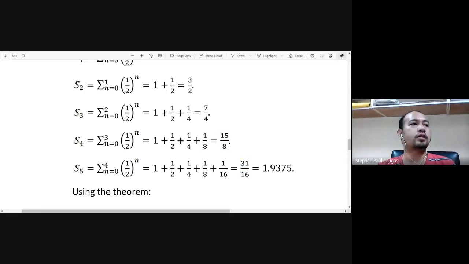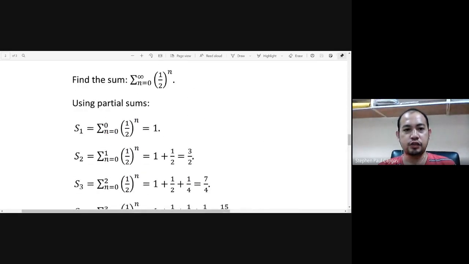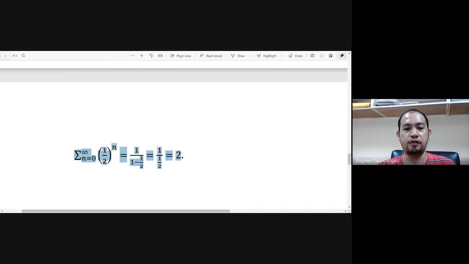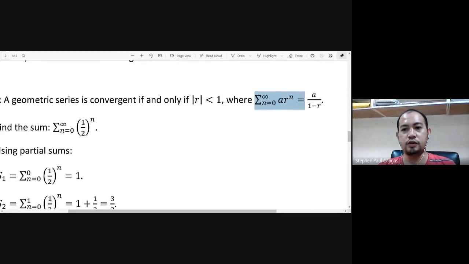But not all partial sums will have a pattern even if it's a geometric series. So if there is no pattern, and the instruction says find the sum, then you directly apply the theorem, which is this one. Because we are able to determine that R is equal to 1/2, and of course 1/2 is less than 1. Because again, going back to the theorem, it says that it is convergent only if R is less than 1. So that is the first requirement. R must be less than 1. If R is less than 1, then you can use the formula.